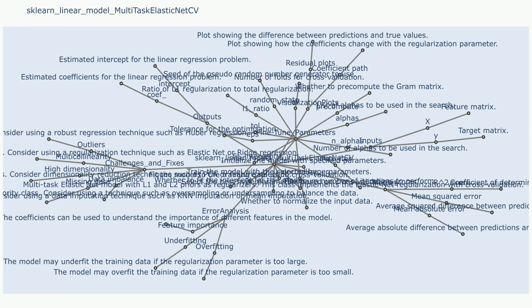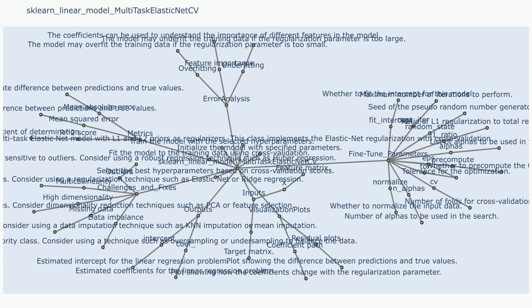Challenges and fixes. Challenge 1: multicollinearity. Sample use case that resulted in challenge 1: when the features are highly correlated, the model may be unstable and the coefficients may be difficult to interpret. Fixes to challenge 1: remove highly correlated features. Use regularization methods, such as ridge regression or elastic net.